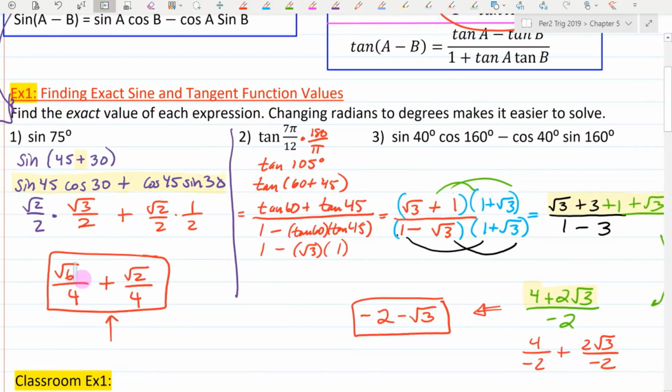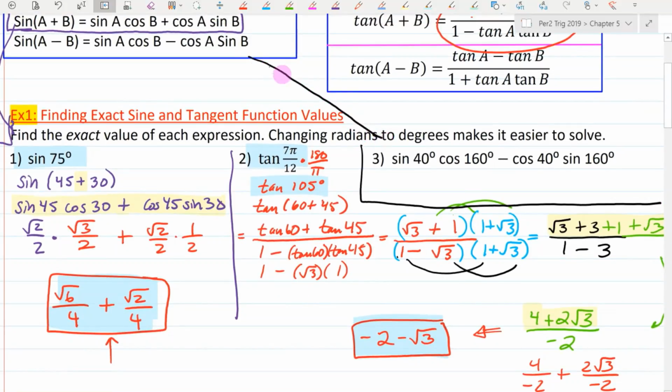Let's see what we have here. So we have this for sine of 75. For tangent of 105, we have this. And I know I didn't leave a lot of room here, but this doesn't require very much room. So we're just going to match that up with this. So this is A, and this is B. This is A, and this is B. So it's going to give you sine of 40 minus 160. I don't have room. So that'll be sine of negative 120.